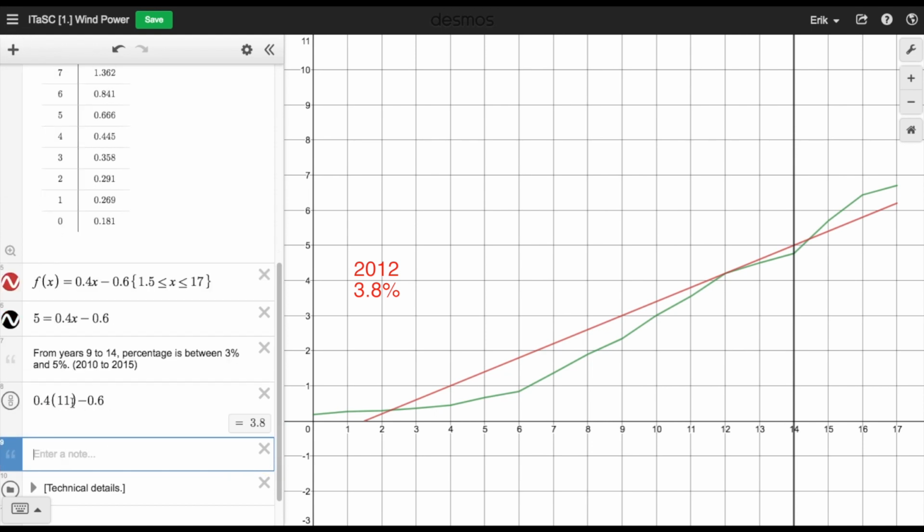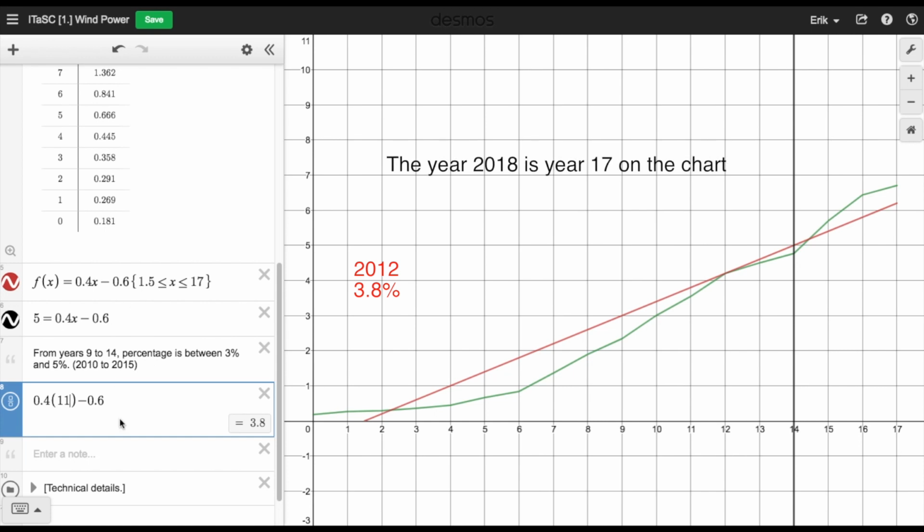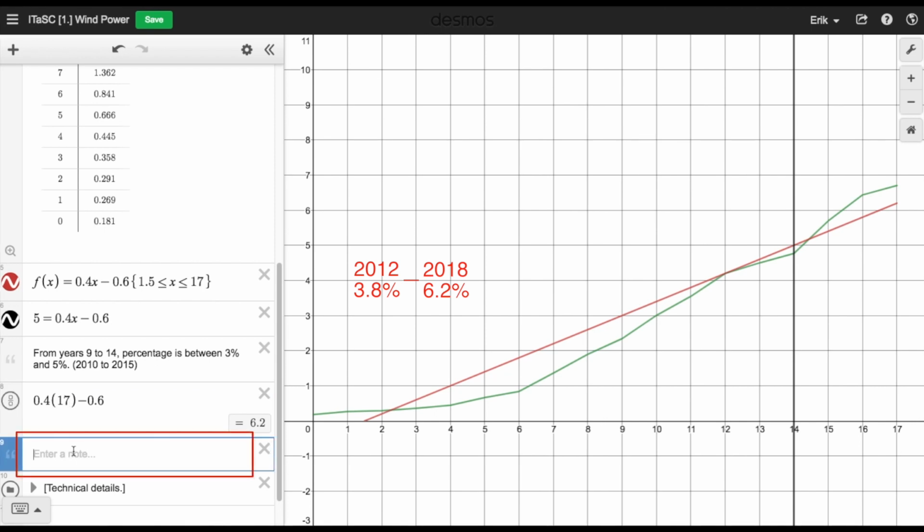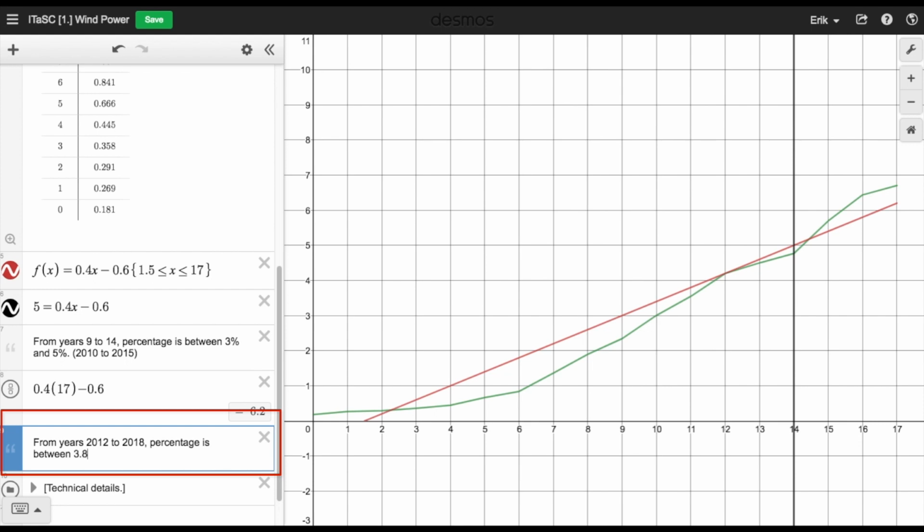If I go with the other year, which was 2018, I'm looking at year 17. So naturally, if I change 11 to 17, I get the other percentage of 6.2. So from this, then, we know that from the years 2012 to 2018, that percentage is between 3.8% and 6.2%. The answers looked much the same. We just arrived at our answer in a reverse process.